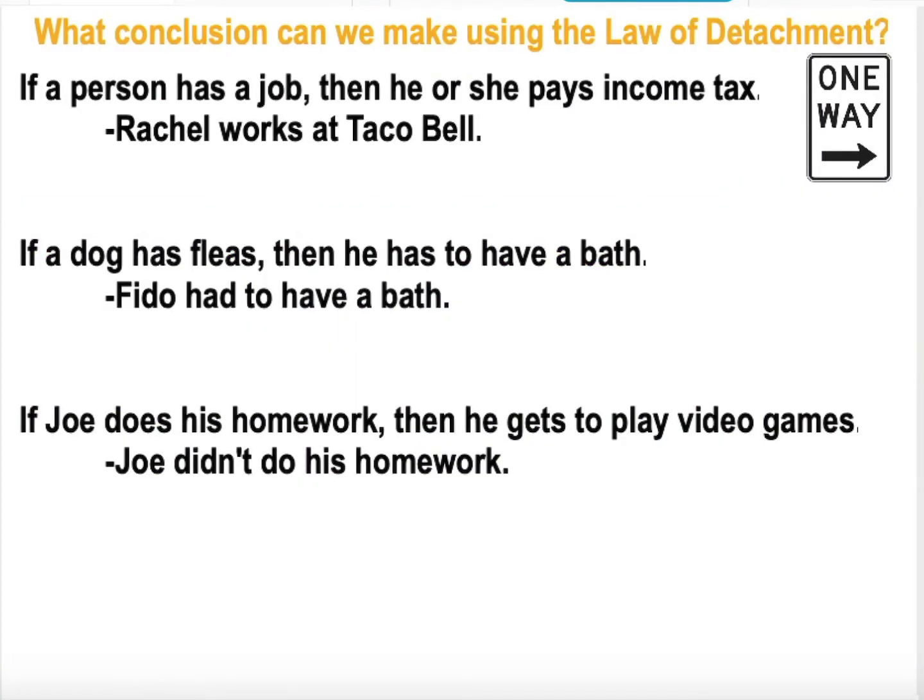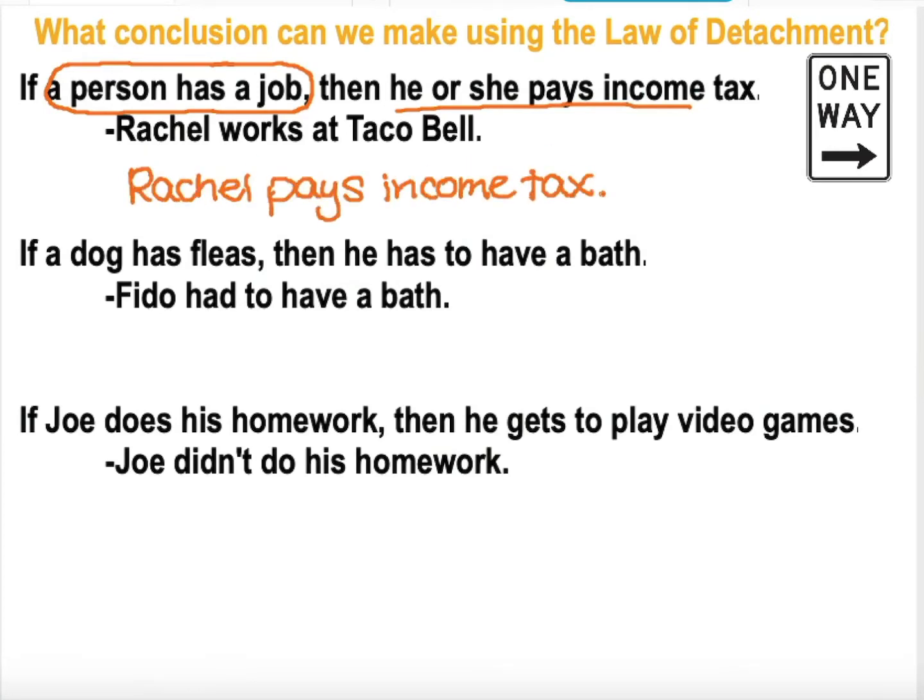Let's focus first on the law of detachment. If a person has a job, then he or she pays income tax. That's our fact that we start with, our postulate or our theorem. And then we get this information. Rachel works at Taco Bell. What conclusion can we make? What you should ask yourself is, did the if part of that statement come true? And I would say yes. It says if a person has a job. We know Rachel has a job. She works at Taco Bell. So then we can make a conclusion using the law of detachment that Rachel pays income tax.